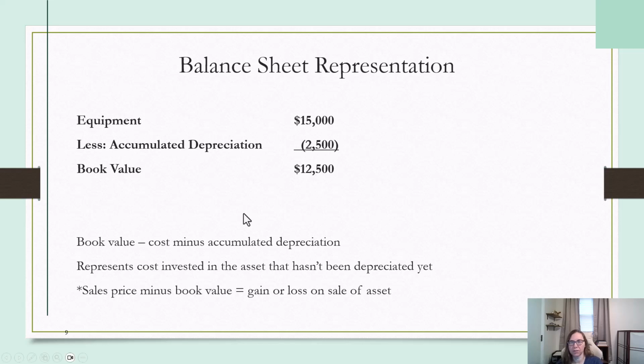That's what the book value is. And this is how it would look on the balance sheet, which later on we'll go through some detailed balance sheets and look at it more thoroughly. At this point, just understand these basic concepts.